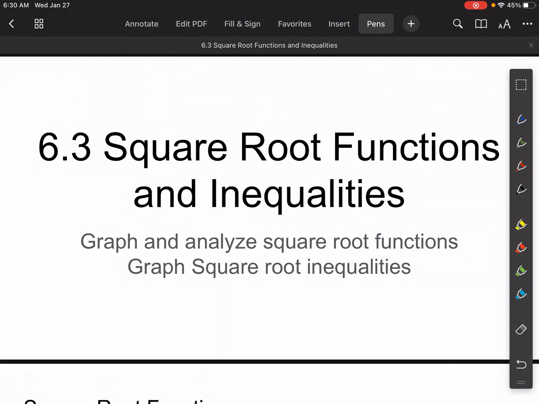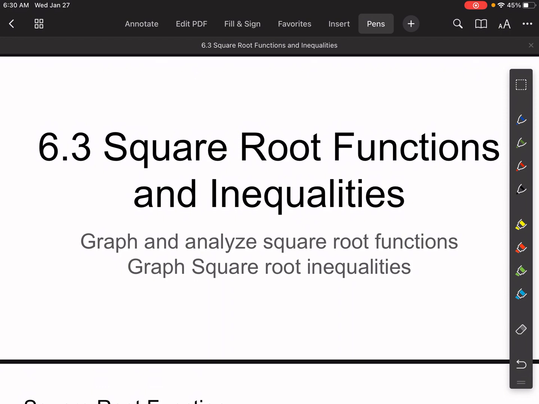6.3. Today what we're going to do, you guys, is look at square root functions and inequalities. The interesting thing that happens with a square root function is we now know that we can't take the square root of a negative number in the real number system.